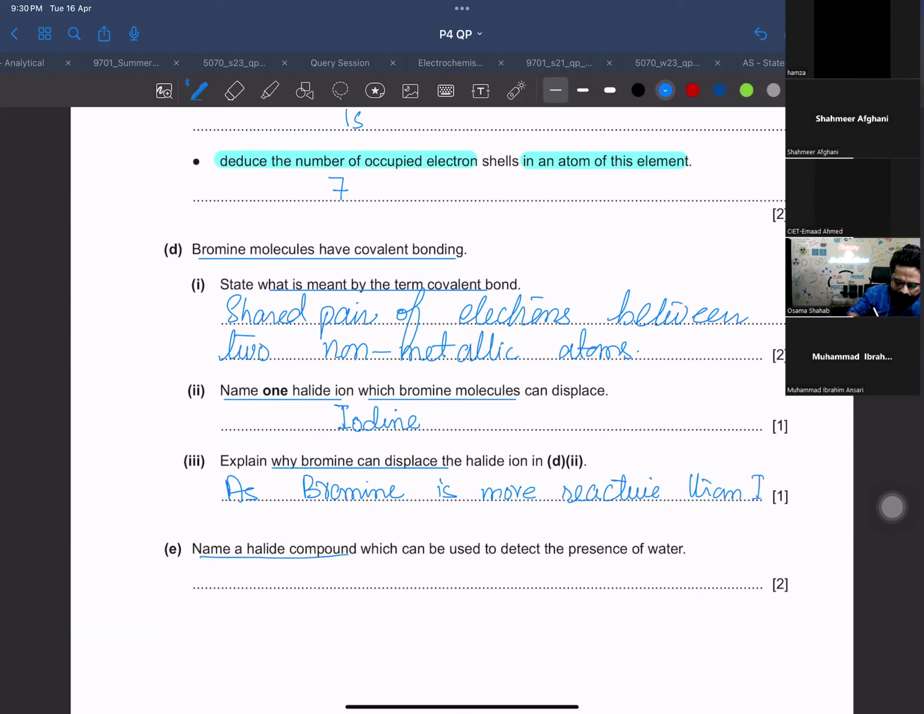Then name a halide compound which can be used to detect the presence of water. So we know this. For the presence of water, we use two different tests. Number one is anhydrous copper 2 sulfate, and number two is anhydrous cobalt 2 chloride paper. Copper sulfate has sulfate, sorry. Cobalt 2 chloride has chloride, which is the halogen.